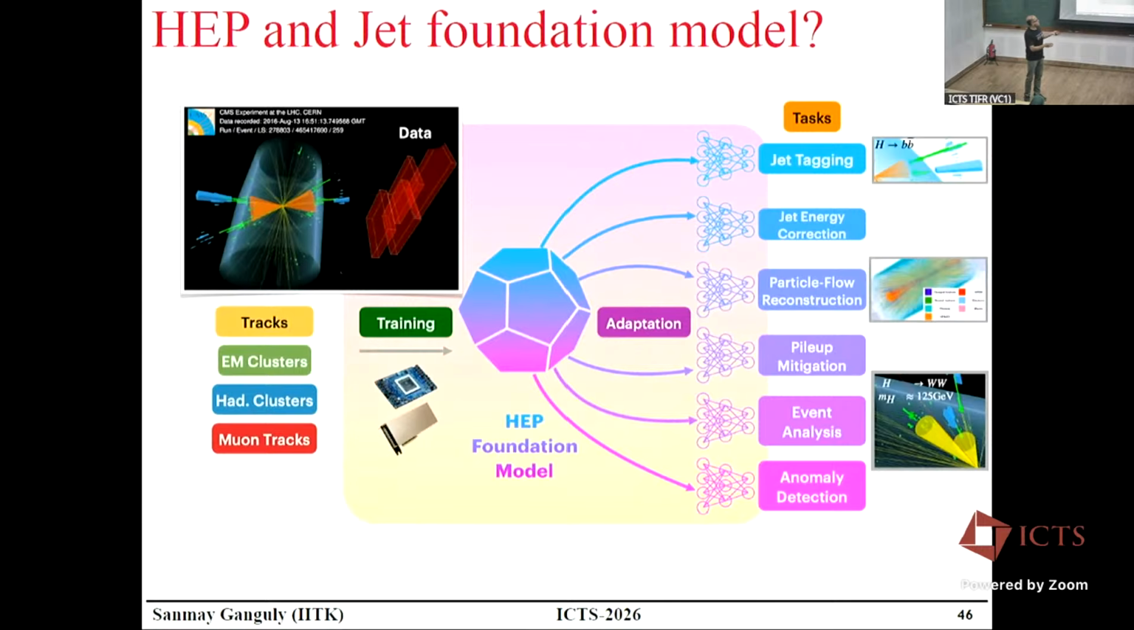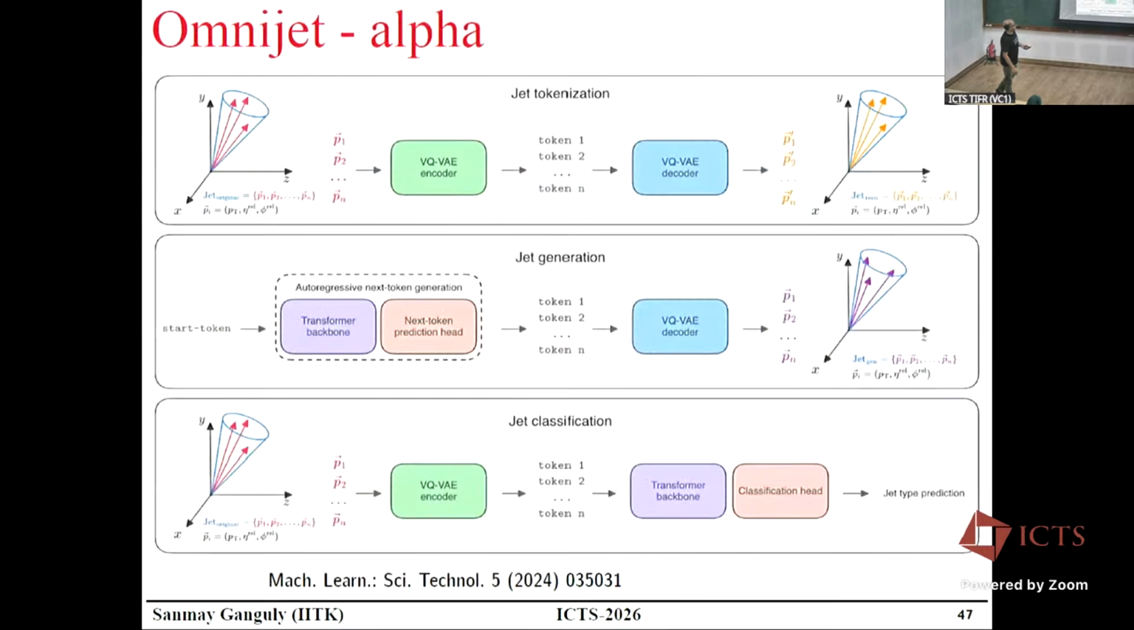You see, there are tagging, there are particle flow, jet energy correction. So when we say we are trying to do jet analysis in whatever physics context, inside an experimental collaboration, we do all such things. Okay, so if we can have a great foundation model which can do all these things, that will be fantastic. So how are people progressing?